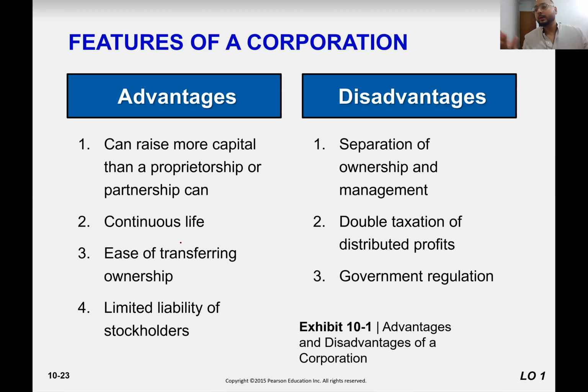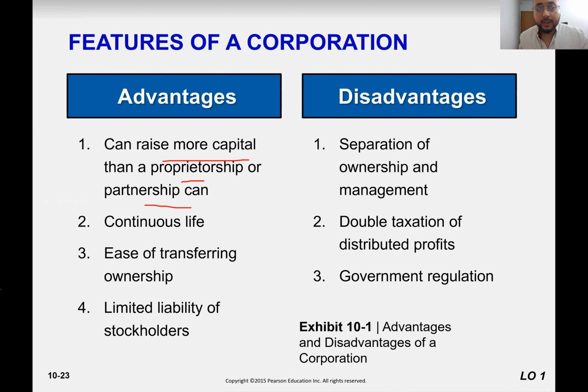So why are we not going into partnership or sole proprietorship? Because in partnership and sole proprietorship, we cannot raise more capital. If we want to raise $1 billion, $2 billion, $10 billion, no one is going to give us the money unless we issue shares to the public and the public contributes to our company. So one advantage is that we can raise huge capital.